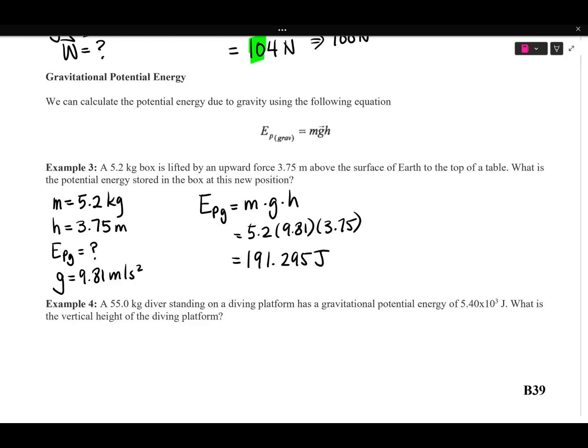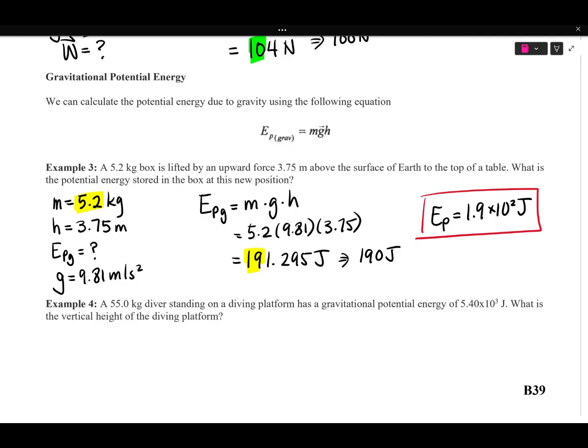And then we have to look at significant digits. The least number is 5.2. So we're going to round it to our first two digits, the 1 and the 9. So this is going to become 190 joules. And again, we have two significant digits, so we're going to convert to scientific notation. So our potential energy is now going to be 1.9 times 10 to the 2 joules. And that would be our final answer.